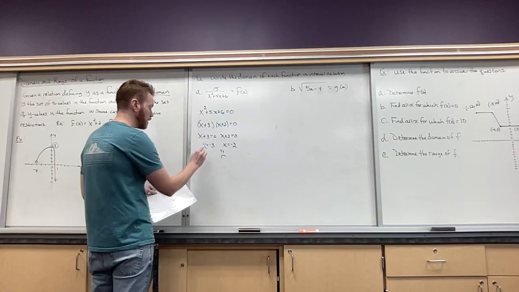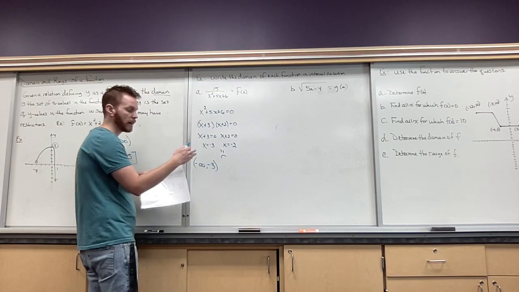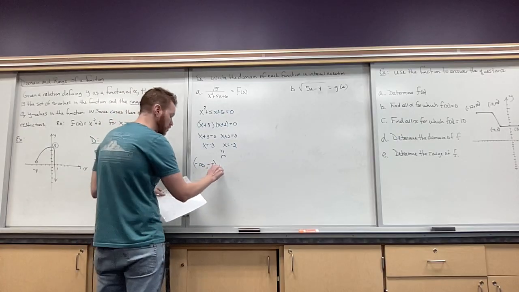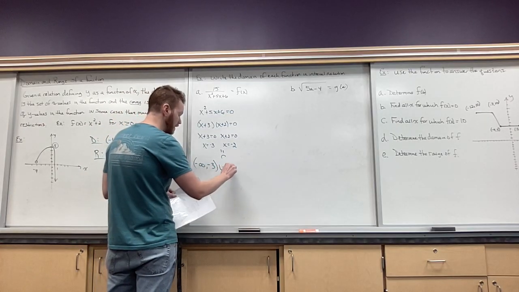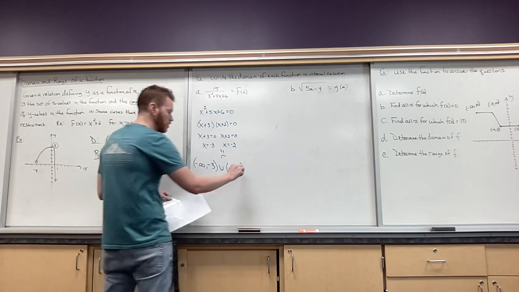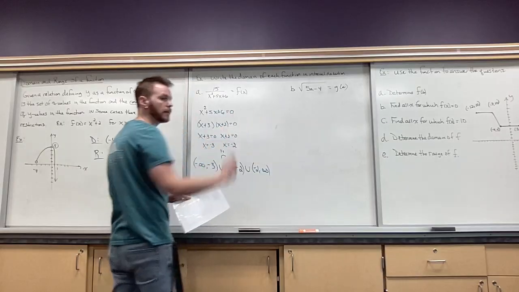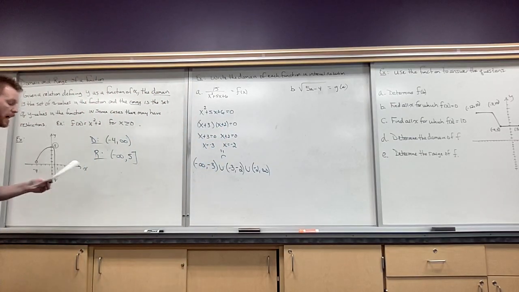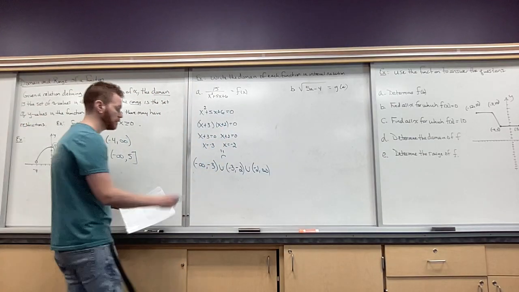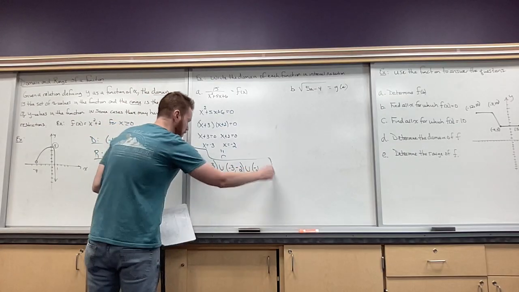So starting with -infinity all the way to -3, I want all those values but not including it. Okay, union with -3 all the way to -2, not including them. Union with anything from -2 all the way to positive infinity. Okay, all of those values would be acceptable. So this is my domain right there.